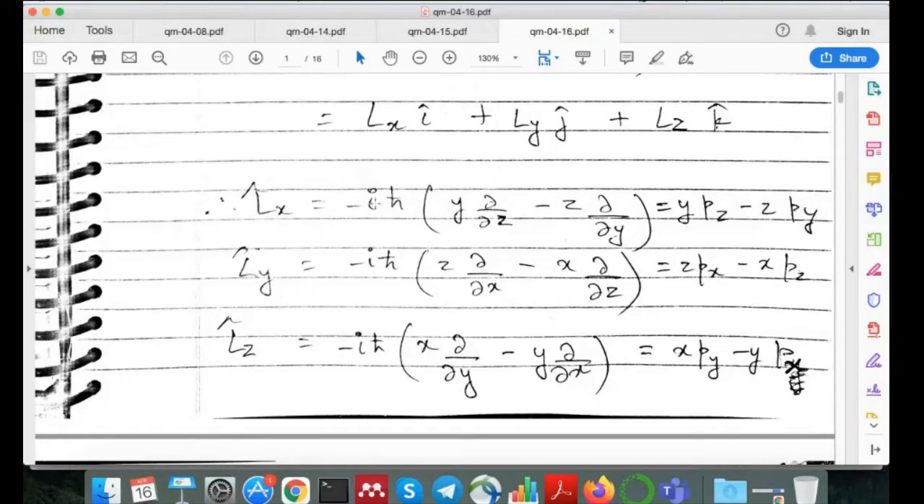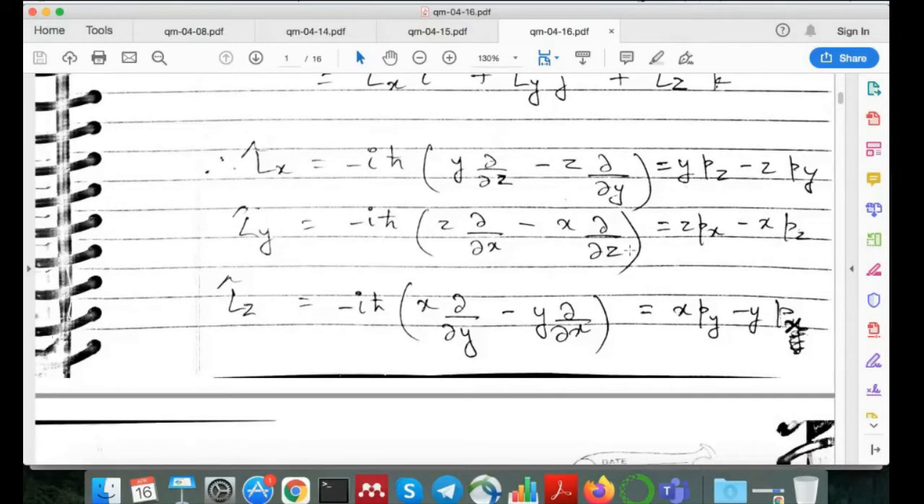Py is minus iħ ∂/∂y. That we already know, right? The momentum operator, the Px operator, is minus iħ ∂/∂x. So we already know what a momentum operator is. We can either write it in the differentiation form, or in terms of the momentum variables. So these are the same things.